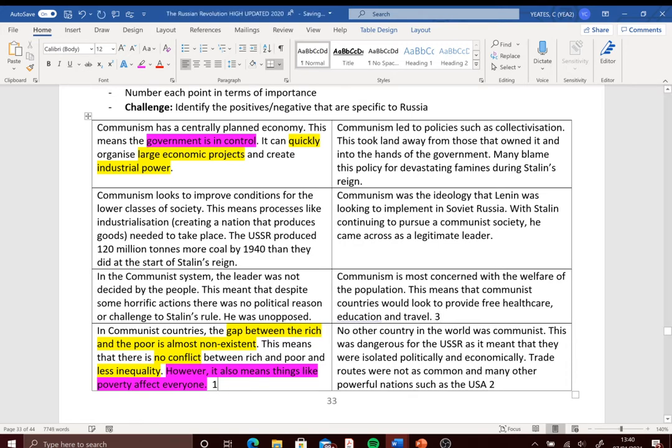Two jobs there: highlight the negative, highlight the positive. Again, pause the video here and work your way through that. And after you've done that, we're going to start to make some judgments. We're going to start to put this all together and form our answer to this big question. Okay, pause here and we'll feed back in a moment.